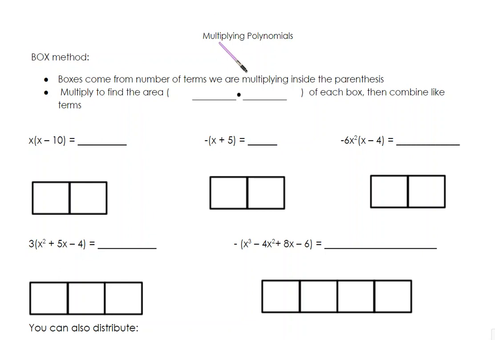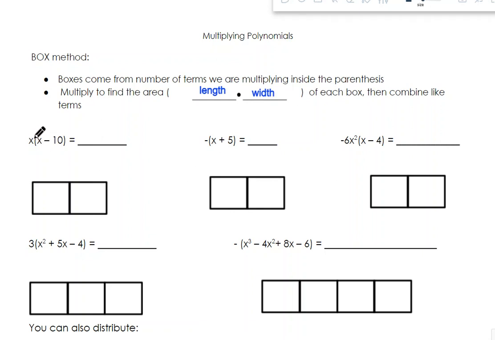Today we are going to learn how to multiply polynomials. All right, multiplying polynomials, a super important skill you need to know for algebra. One way we can do this is called the box method. The boxes come from the number of terms we are multiplying inside the parentheses. To find the area of a box, we do the length times the width. So we're going to find the length times the width, and then we're going to combine our like terms.